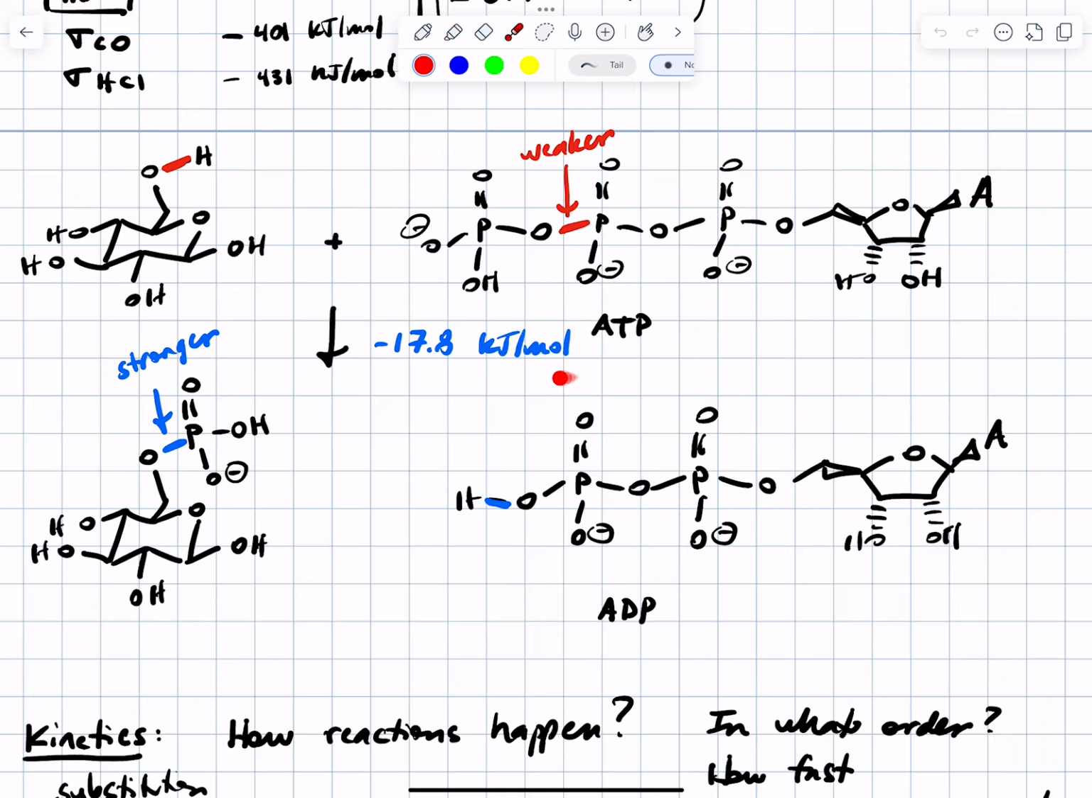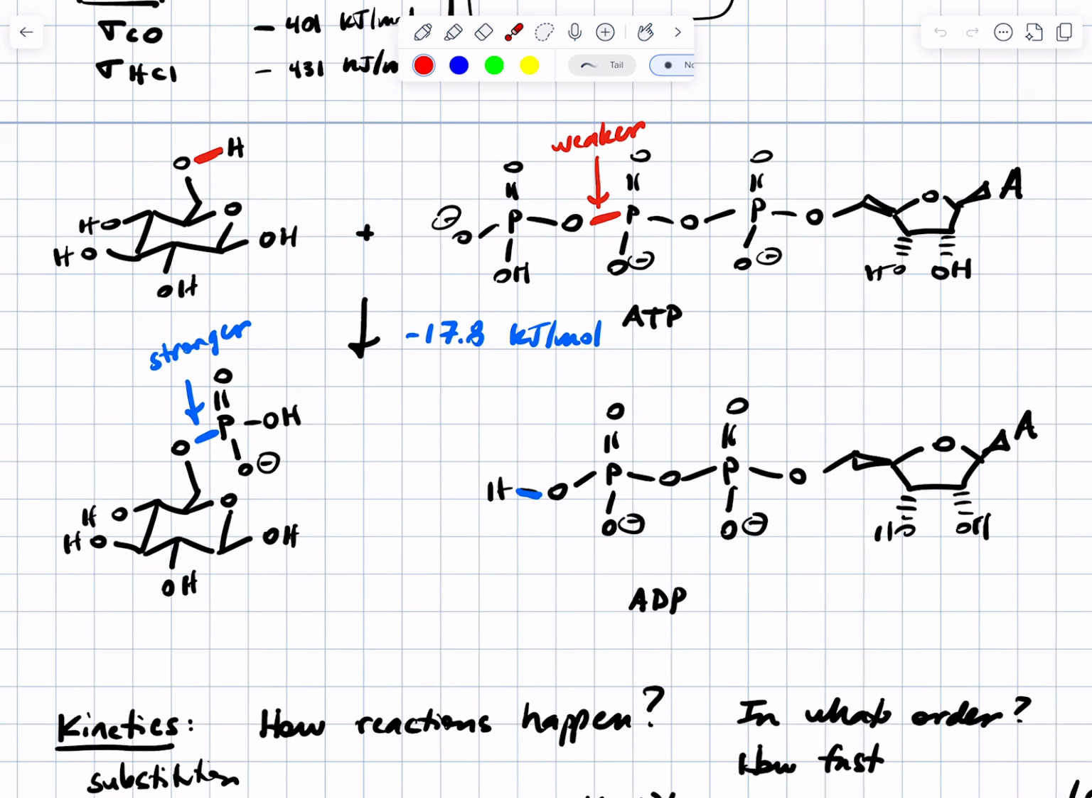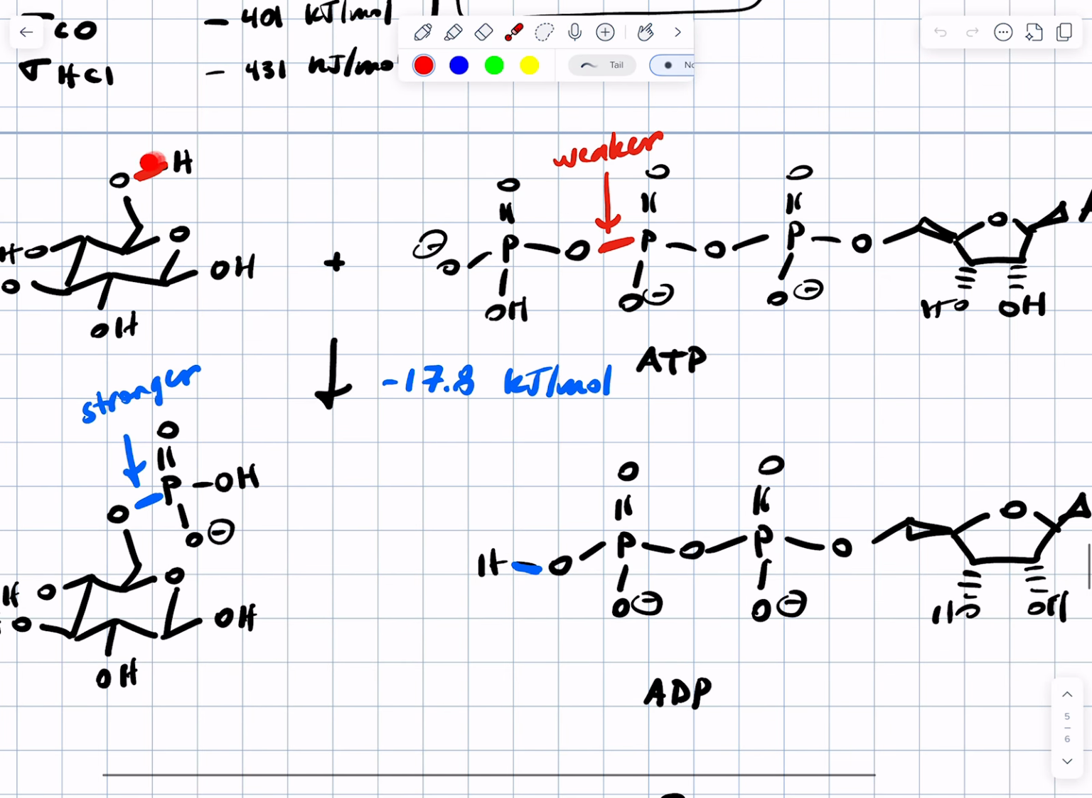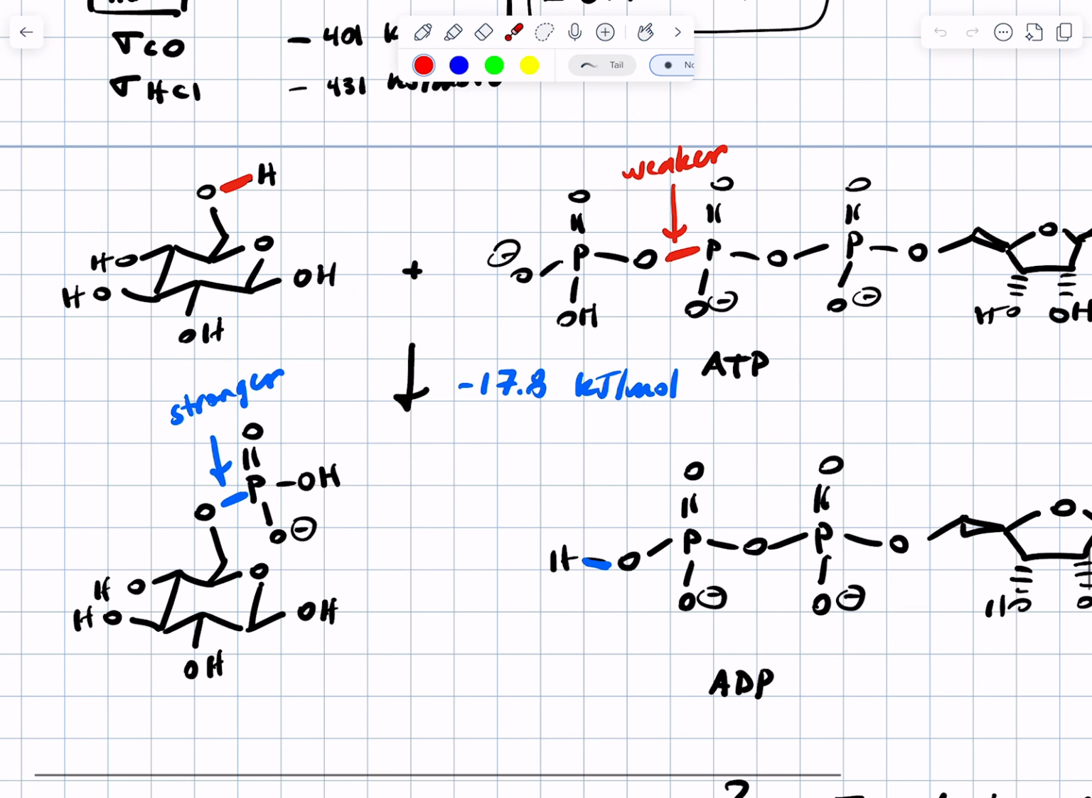This is the free energy change of this reaction. It's downhill by almost 18 kilojoules per mole. And it's downhill not because the bond that you broke released energy, but because the bond that you made is stronger than the bonds that you broke. Here we're replacing one OH bond with a similar OH bond, probably not a huge difference there. It's not clear to you right now. By the time you take 352, we'll talk about it and it will be obvious. But this bond here is much weaker than this oxygen phosphorus bond here.